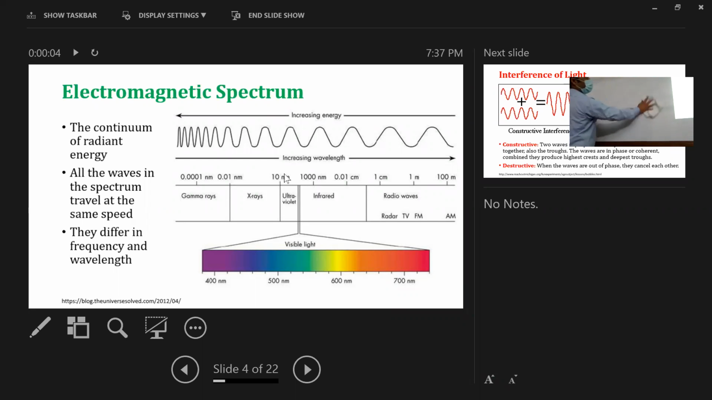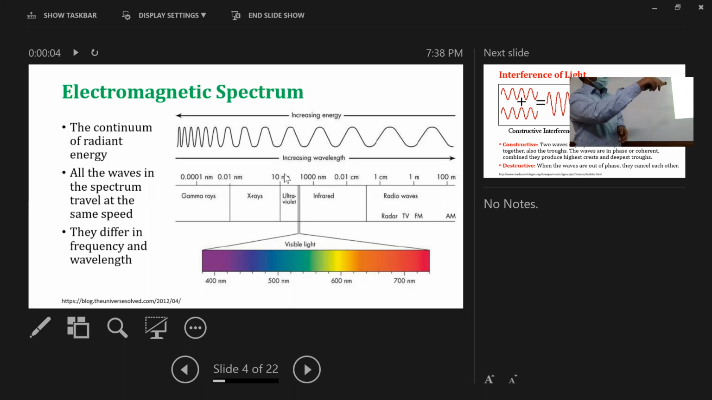The continuum of radiant energy: all the waves in the spectrum travel at the same speed. So what about the electromagnetic spectrum? We have all the waves here, from gamma rays to X-ray, ultraviolet, infrared, microwave, radio wave, radar wave. They all travel at the same speed. They differ in frequency and wavelength. They have the same speed, but different frequency because their wavelength is changing. So as the wavelength is changing, the energy is changing.